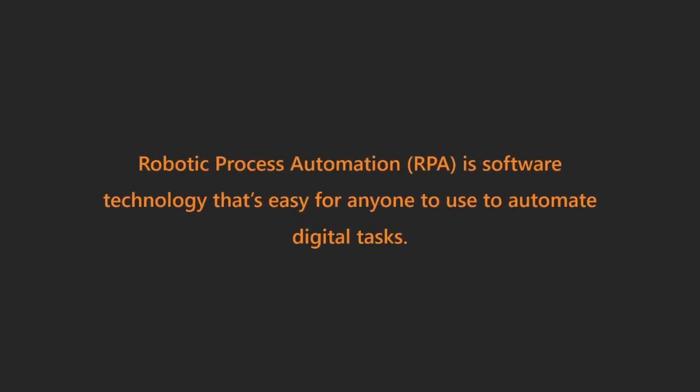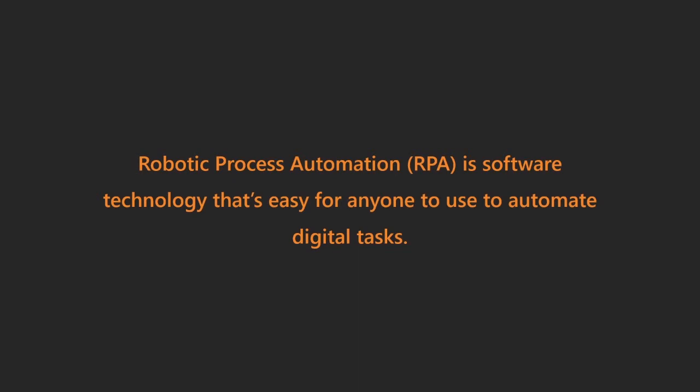As per Automation Anywhere, Robotic Process Automation is a software technology that's easy for anyone to use to automate digital tasks. We will break it down into further parts. When we are talking about RPA, there are certain dependencies you always have to be aware of: you can only RPA digital tasks. So you have to first digitize your processes and only then can you RPA them.